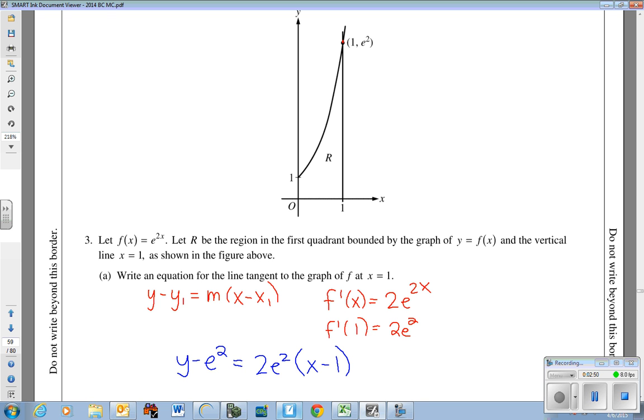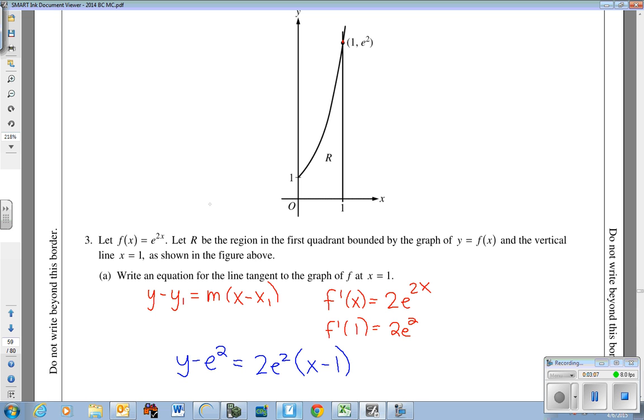All right, so on the answer key that I have, they moved that e squared to the other side, and they wrote it y equals e squared plus 2e squared times x minus 1. But like I said, if they don't specify, you're more than welcome to get it in the form that you want and move along to the next part.